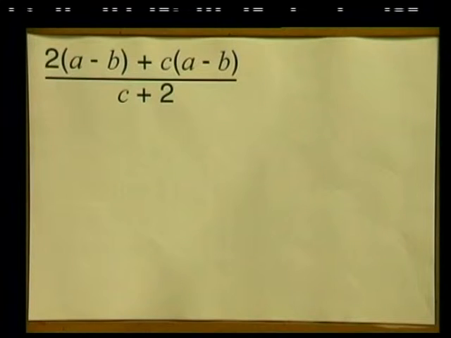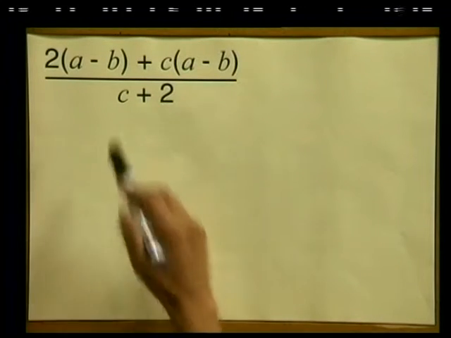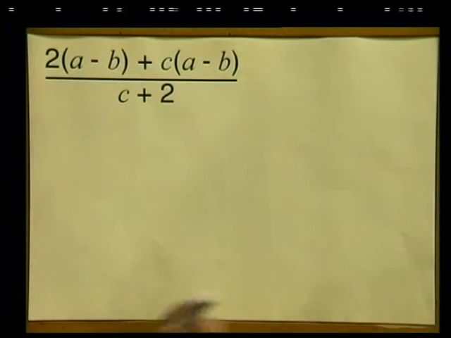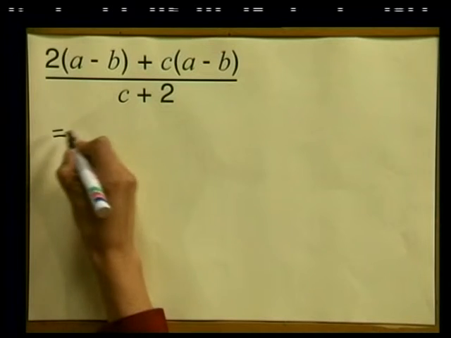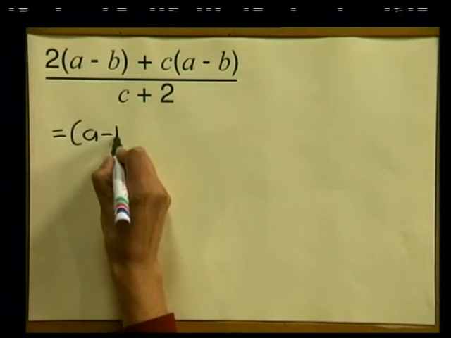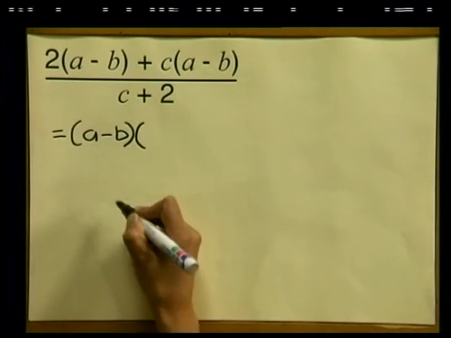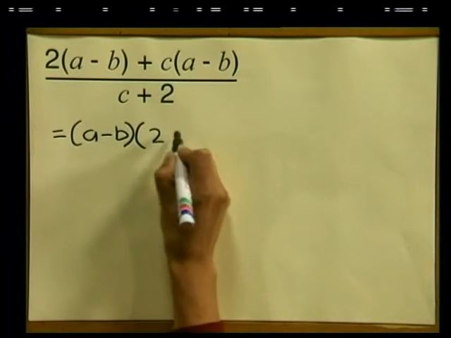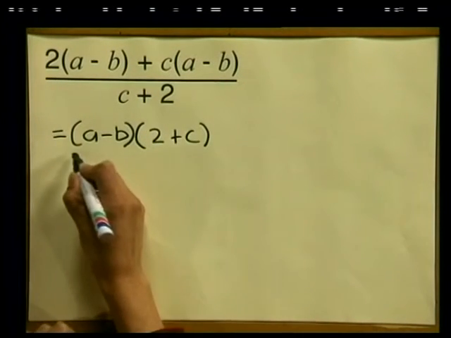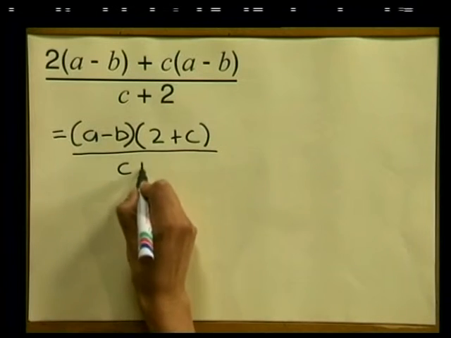Let's try another similar one. 2 multiplied by a minus b plus c multiplied by a minus b, all divided by c plus 2. Again, we must firstly factorize the numerator. So we take out our common a minus b. And then in our brackets, we're going to be left with 2 plus c. And this is all divided by c plus 2.